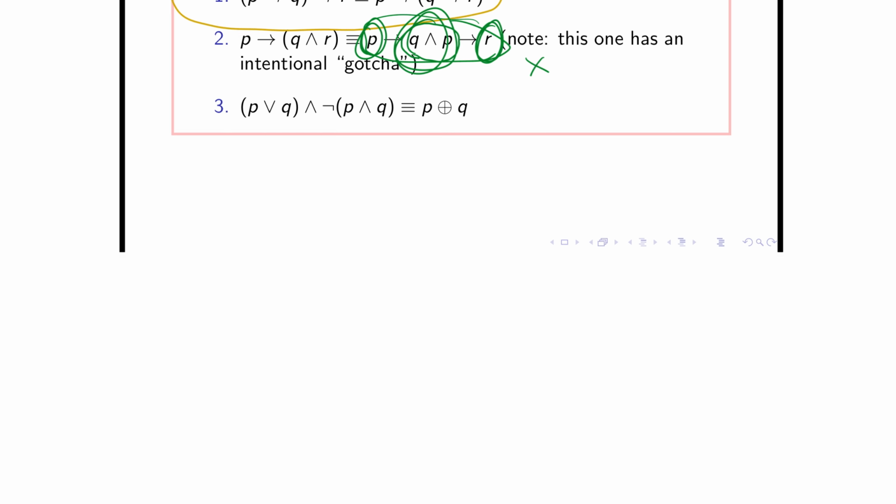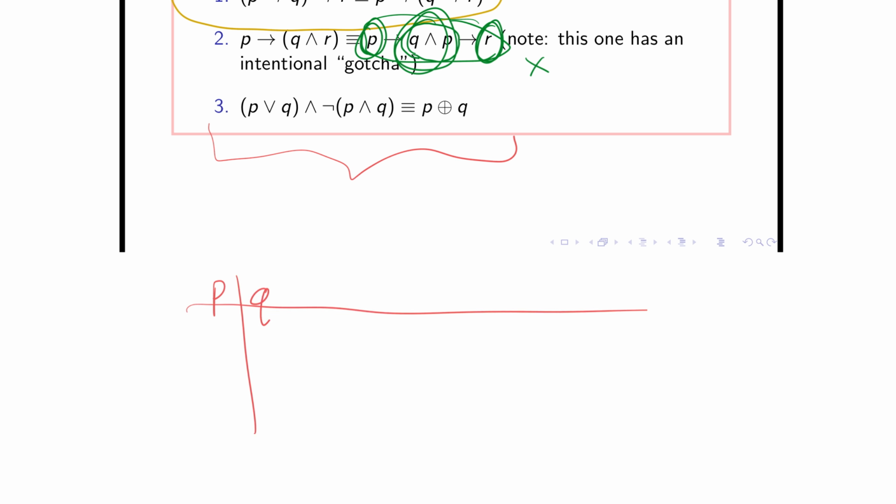But this last one is possibly more interesting, and maybe it is worth actually doing this truth table just to see one of these. So let's go ahead and write the truth table for this. We're going to generate all possible rows, which is going to involve these 4 rows.